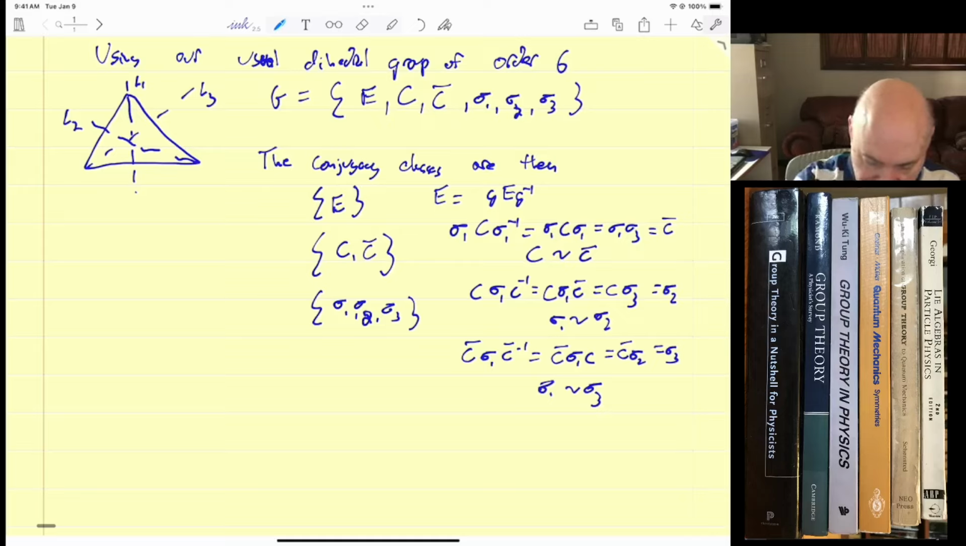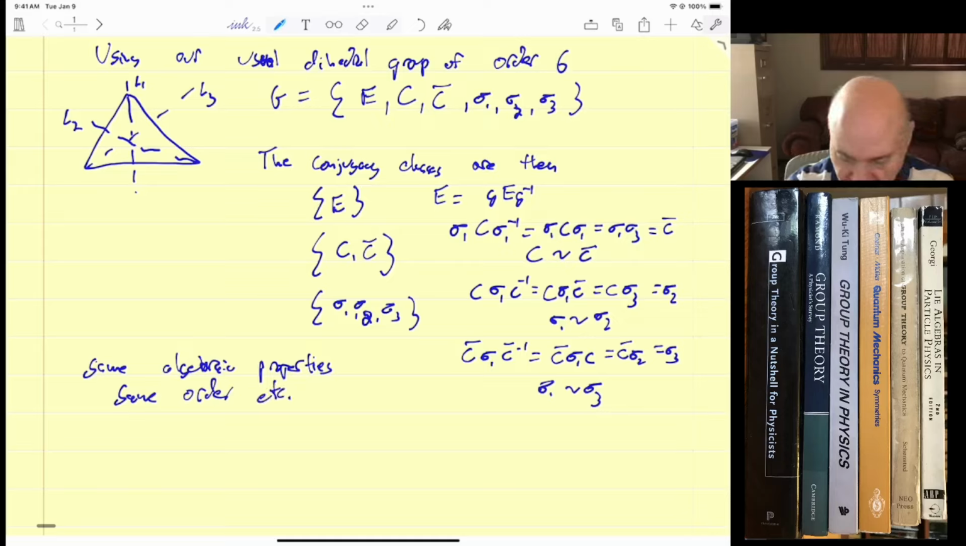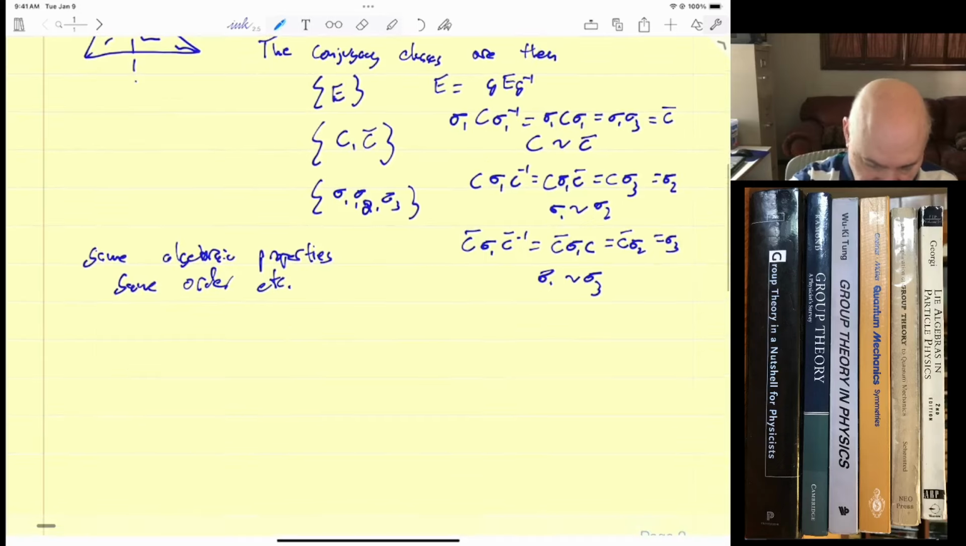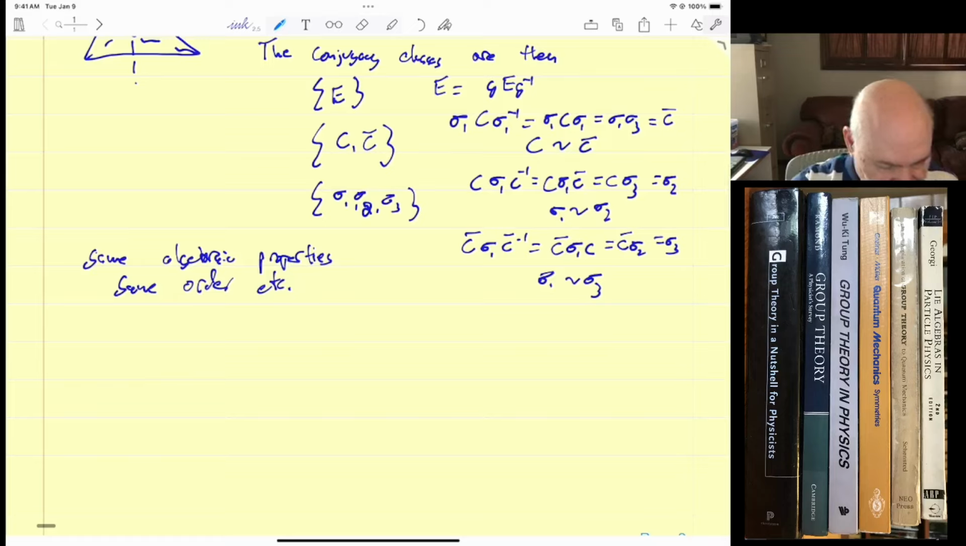They have the same, I'll just write down, same algebraic properties or group properties. So they have the same order, etc. Any equation, if you have an equation involving C, you can take sort of every element of C and replace it by C bar, and it will be valid. So, and these are very important, these classes, these conjugacy classes.